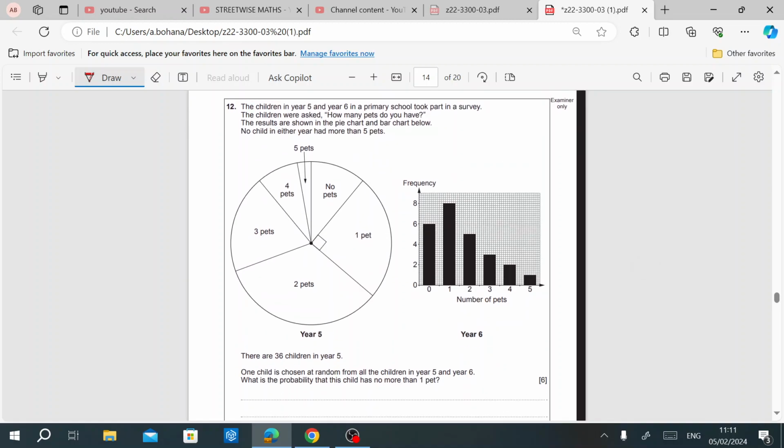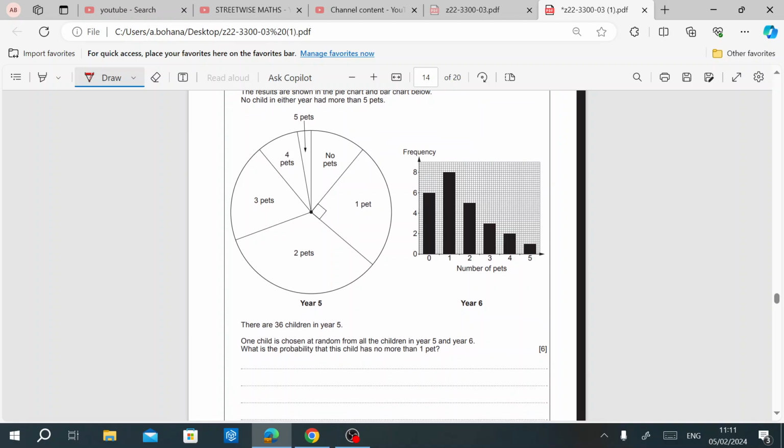So the children in year 5 and 6 take part in a survey, and they're asked, how many pets do you have? So no child in either year had more than 5 pets. There are 36 children in year 5. So we know in year 5 that this pie chart represents 36 children. In year 6, it doesn't tell us, but if you add up every bar, it comes to 25, okay? So in total, we know there are 61 students altogether in years 5 and 6.